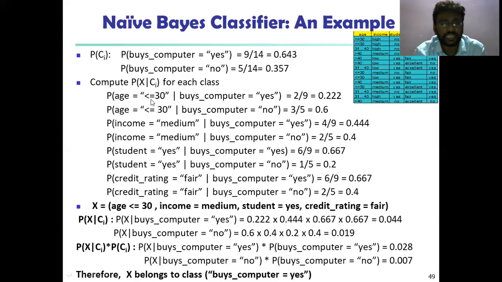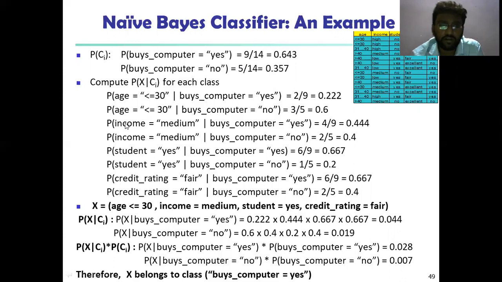P of age less than or equal to 30 given buys computer yes. Among those whose age is less than 30 and who are ready to purchase the computer, that means yes, there are only 2 members out of 9. So 2 by 9 is equal to 0.22. For age less than or equal to 30 and buys computer no, it is 3 by 5. Why? Because the no's are only 5, those candidates who do not want to buy the computer. So 3 by 5 is equal to 0.6. The probability of the no values is 0.6.